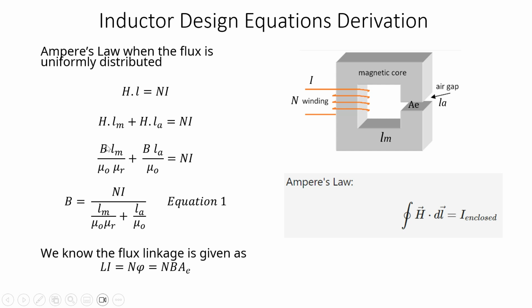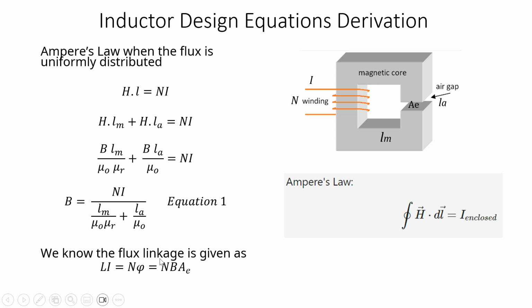So if we put the value of the flux density instead of the magnetizing intensity, then we will get this equation, and by rearranging we will get the value of the magnetic flux density. So this is our first equation to get the value of the flux density.